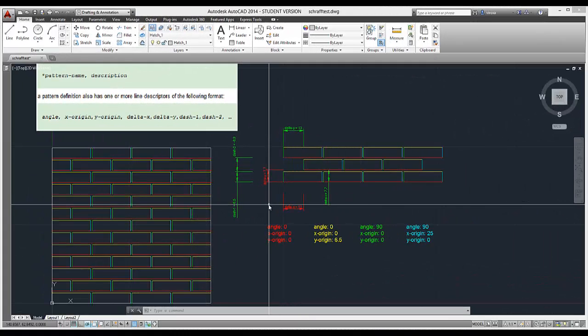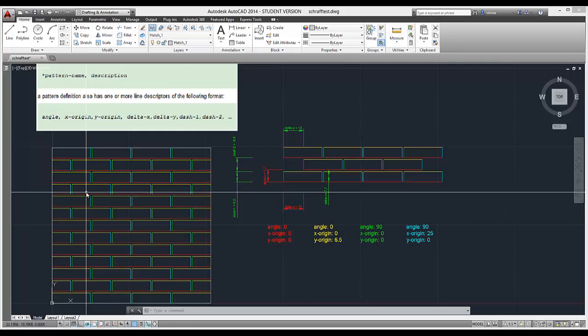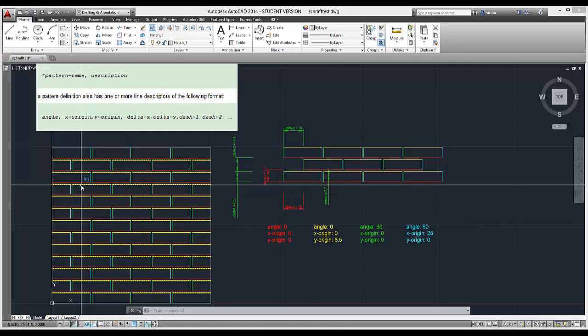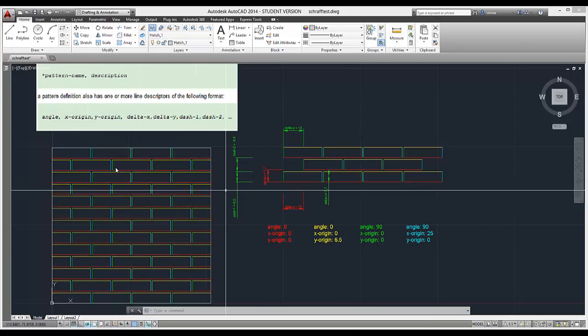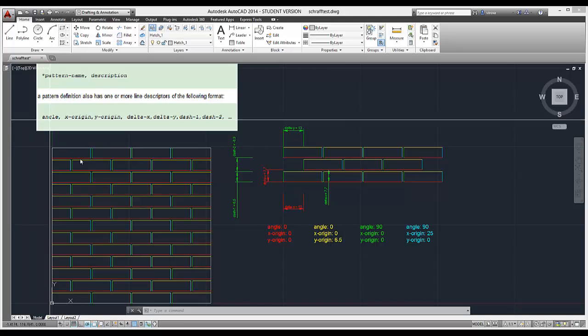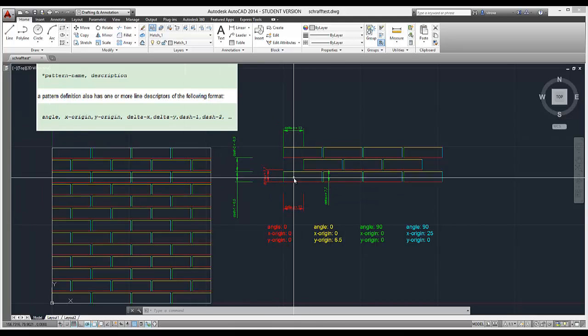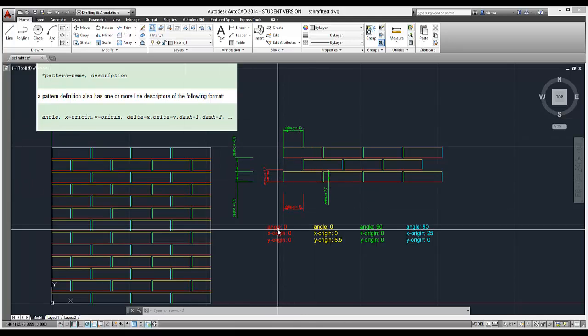Now I'll describe these parameters in more detail. I prepared a little colored hatch pattern so it's more obvious which value goes where. So the first one we want to talk about is the angle. As you can see, the red and the yellow lines are horizontal, so the angle is set at 0. It's the same with both of them.